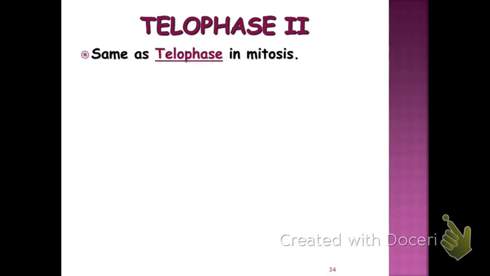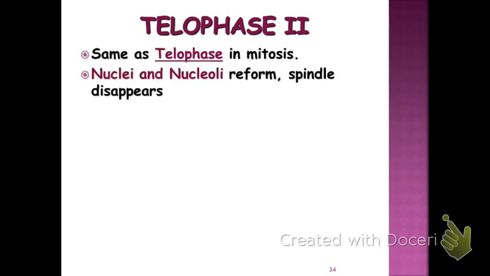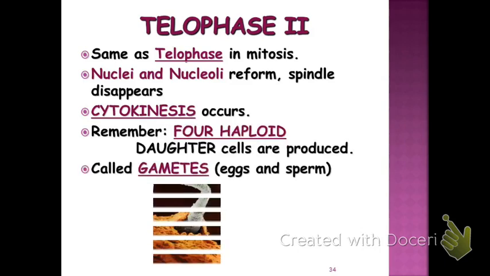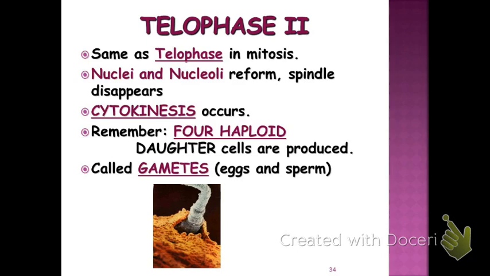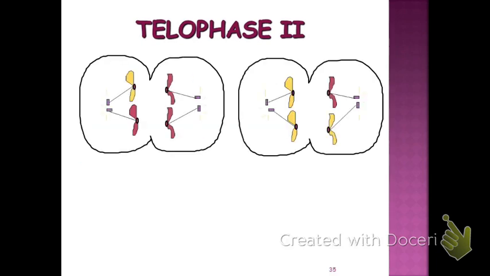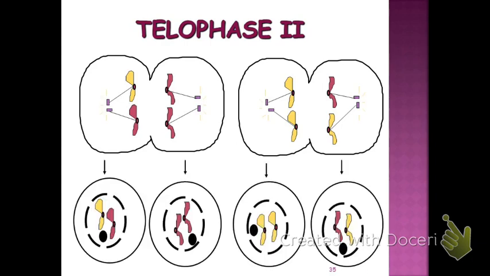Telophase 2 is the same as telophase in mitosis. We start to see our nucleoli reappear, followed by cytokinesis. And this is going to produce 4 different haploid cells called gametes. So this results in, here's my illustration, 4 different cells.